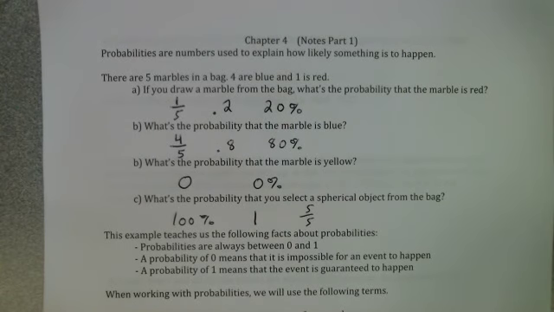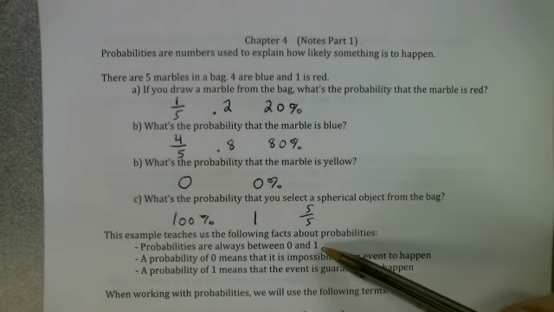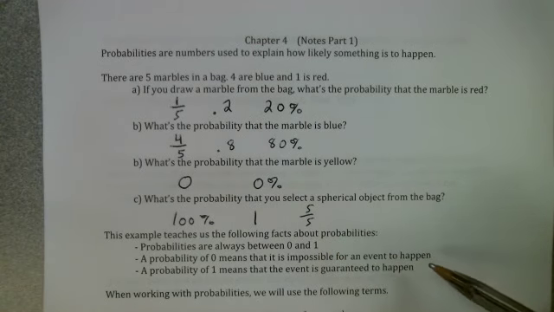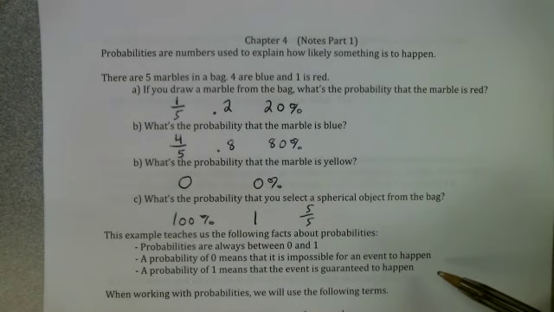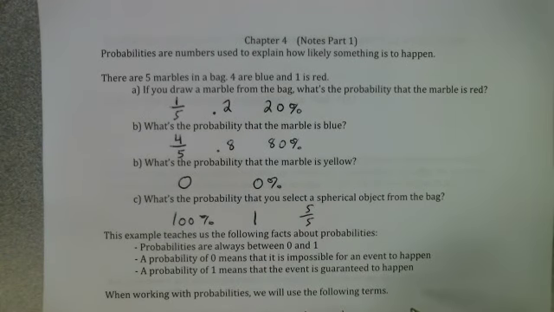Now this example teaches us the following facts about probabilities. Probabilities are numbers that are always between 0 and 1. A probability of 0 means that it is impossible for an event to happen. A probability of 1 means that the event is guaranteed to happen. And when working with probabilities, we will use the following terms.